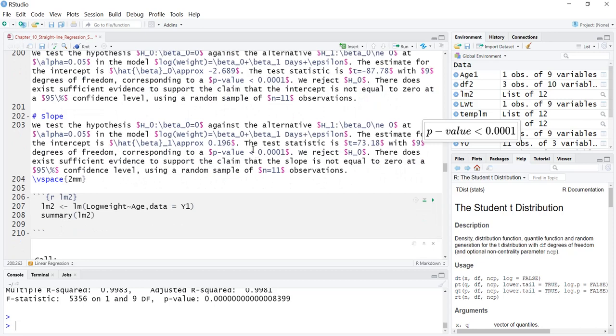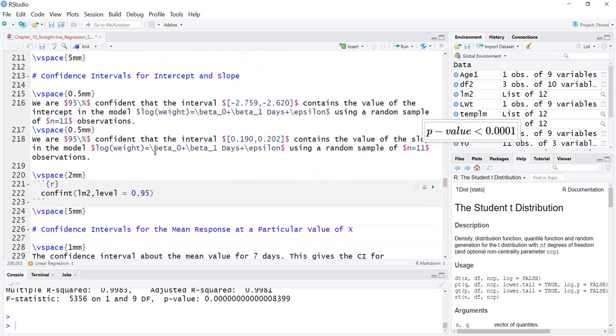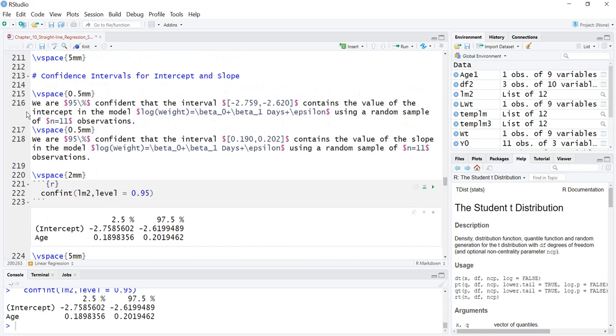And then we write the same thing basically for the slope. So that's how you should write this up. The confidence intervals are given by confint, and we put the level in that we want, so we get those confidence intervals out, and they're given here. We interpret them. We are blank % confident that the interval here contains the value of the intercept in the model. We're given the model. There it is, using a random sample of n equals 11 observations. Please don't change this except the values in the model, okay?